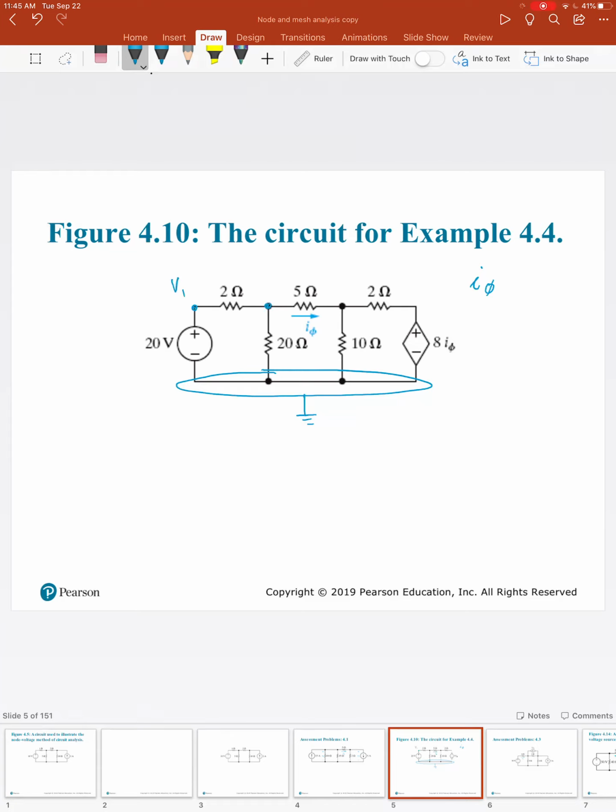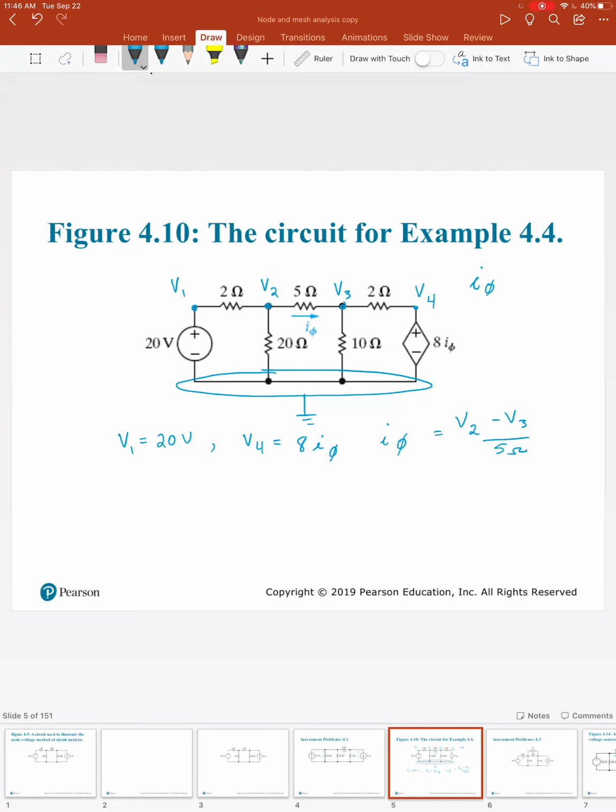I'll have V1, V2, V3, and V4. V1 will be 20 volts. V4 will be 8 I-phi, and that's volts as well. I-phi, in terms of the node voltages, is the current through that 5 ohm resistor going from left to right. So it's V2 minus V3 over 5 ohms.